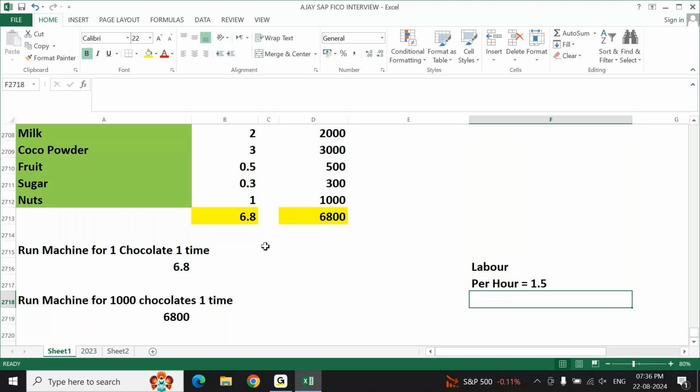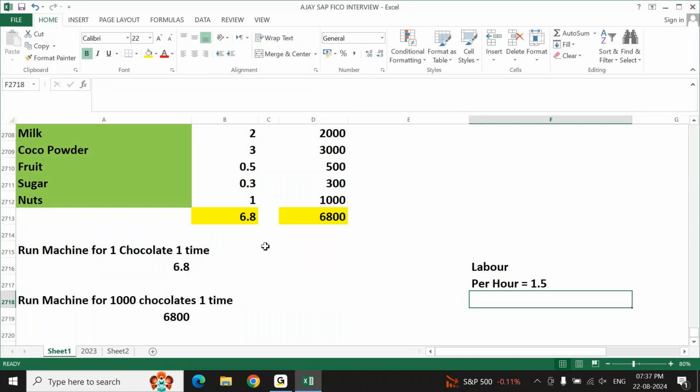Now when I run the machinery for one time, I know that my machinery capability is 1000 chocolates. Agree? It is irrespective. Your labor is not at all concerned about whether you're manufacturing one or 1000. He simply says, I will be here, I will be operating the machine, I will be doing the cleaning or any other activities. You pay me 1.5 per hour.